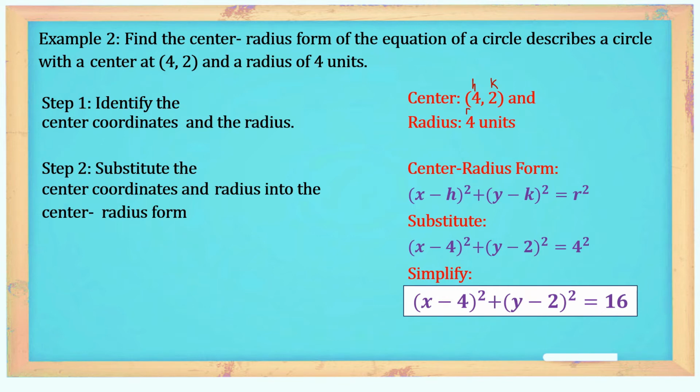Okay? Let me label this one. This is the equation of the circle. Okay? So again, be careful to include the signs when substituting the center coordinates.